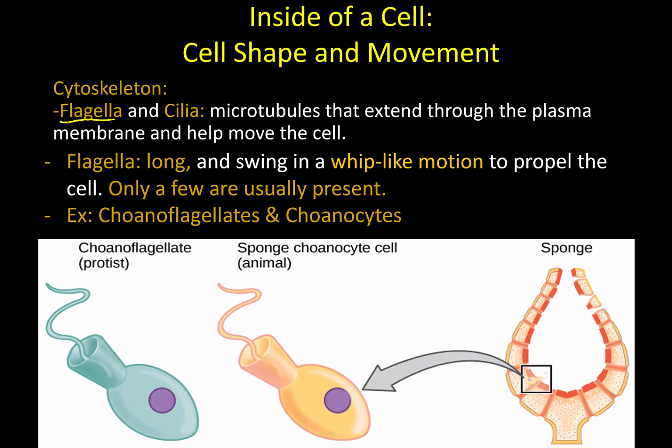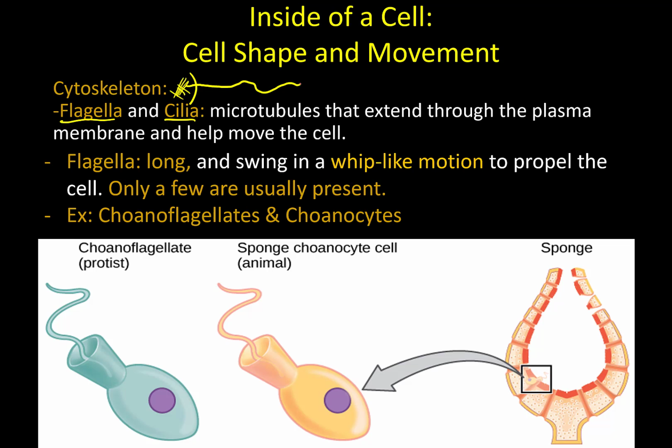Flagella and cilia are two structures made of microtubules that extend through the plasma membrane and help to move the cell around. So they're connected to the cytoskeleton on the inside of the cell, but they extend outwards into the outer environment.